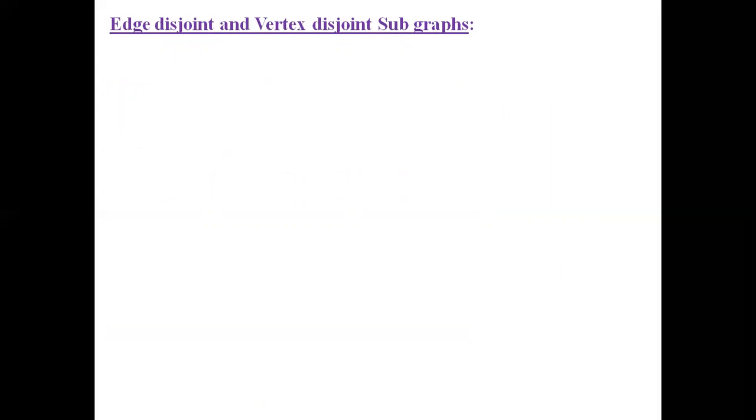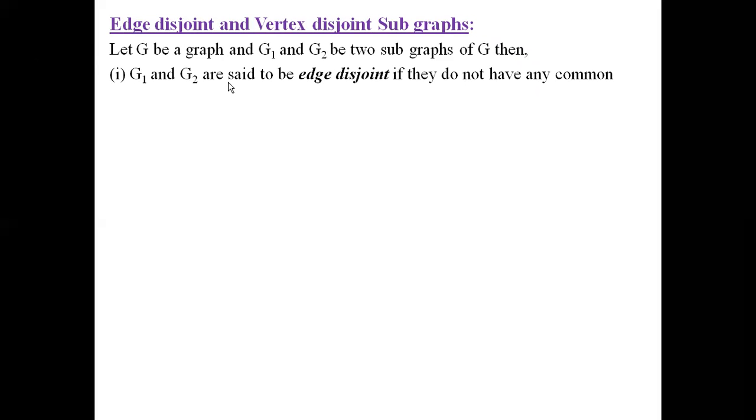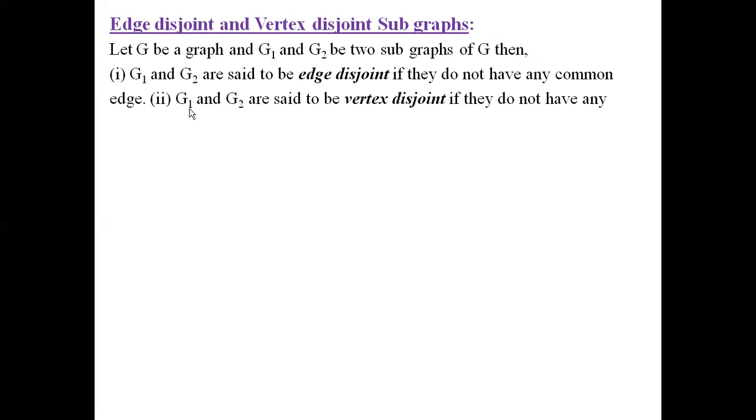Next, we consider the definitions for edge disjoint and vertex disjoint subgraphs. Let G be a graph and G1 and G2 be two subgraphs of G. Then G1 and G2 are said to be edge disjoint if they do not have any common edge. If there is no common edge between G1 and G2, then such subgraphs are edge disjoint.